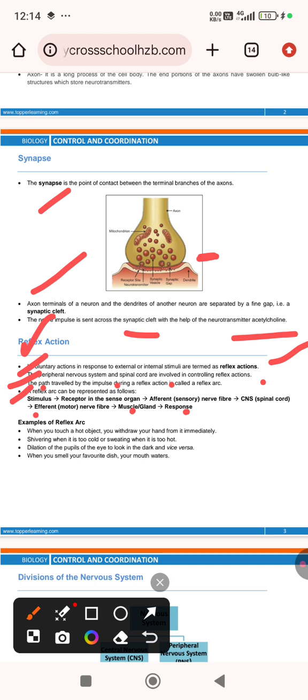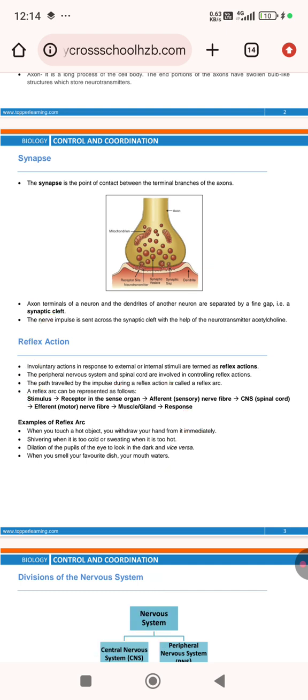Examples of the reflex arc are: when you touch a hot object, you withdraw your hand from it immediately. Number 2, shivering when it is too cold or sweating when it is too hot. Dilation of the pupil of the eye to look into the dark and vice versa. When you smell your favorite dish, your mouth waters. These are some examples of the reflex arc.